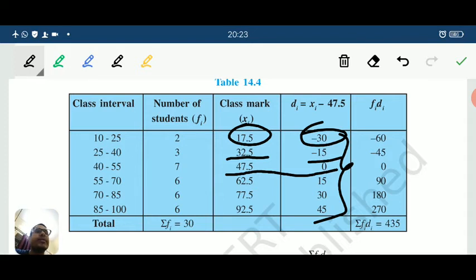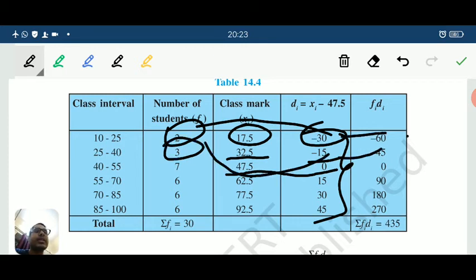So 2 into minus 30 is minus 60. It is fi di, because the class mark was used for the previous direct method, and for the assumed mean method we directly go with di. So 2 into 30 becomes very easy, 60. The multiplication becomes easier. 3 into minus 15 becomes minus 45. Similarly, we go for the last class interval, that is 85 to 100, which has frequency 6. 6 multiplied by 45 will give you 270.